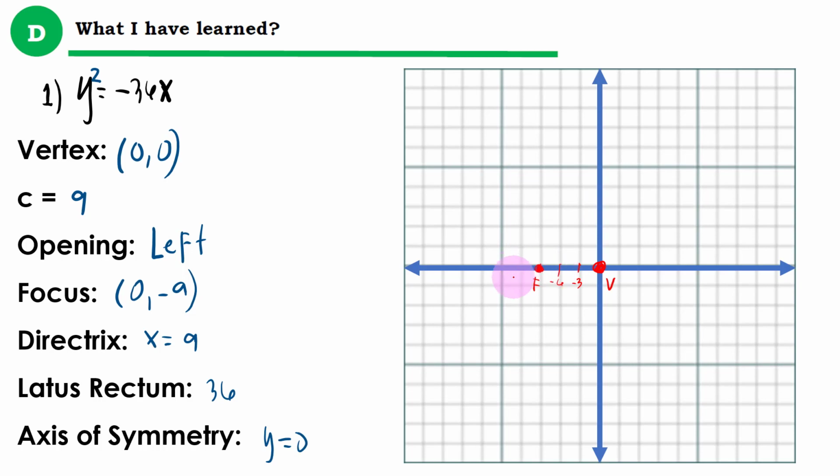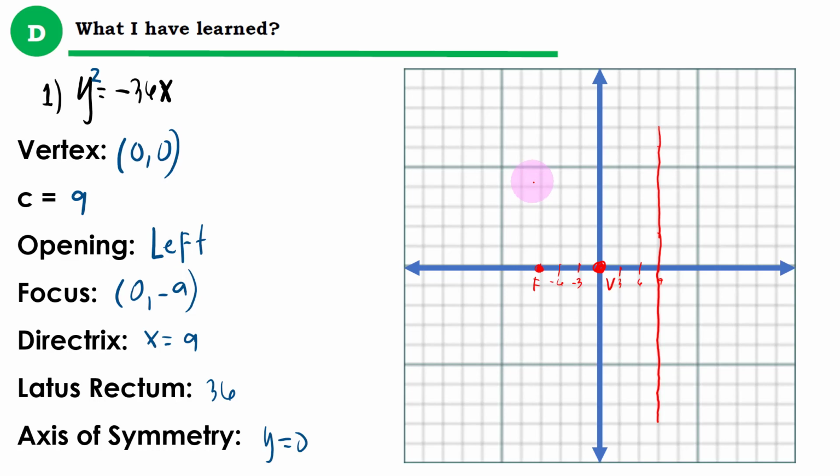So, you can change the intervals, as long as your intervals are consistent, okay? So, our focus is at (0, negative 9). And our directrix, this is 3, 6, and this is 9. So, here is our directrix. Ayan. So, this is our directrix.